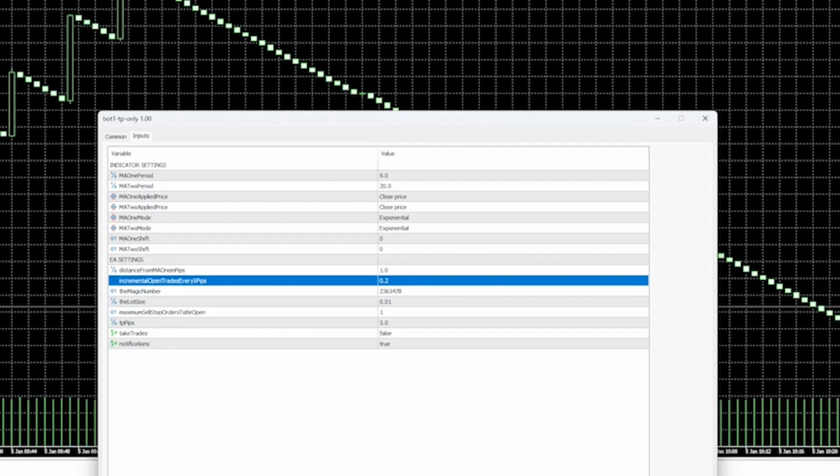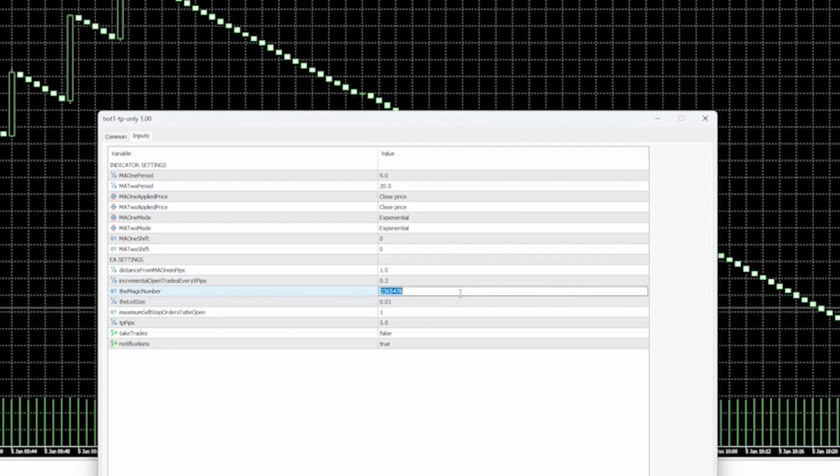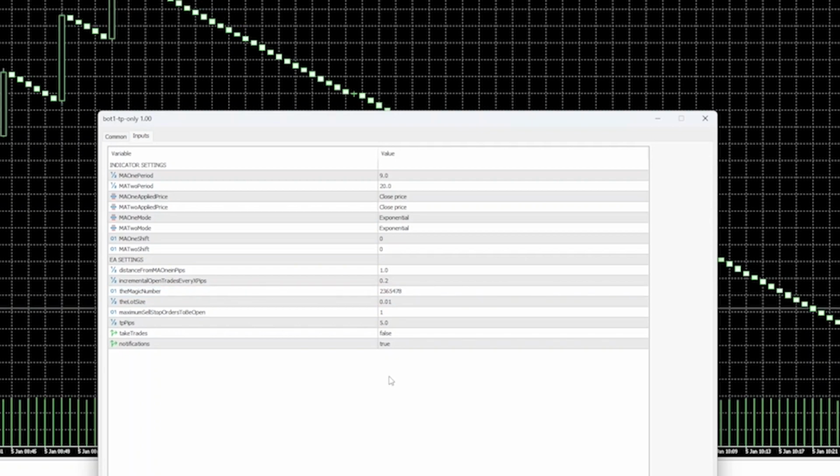The magic number is just a unique identifier for this specific bot. Make sure all the bots you have running do not share the same number. This can be a random number. Just make sure other bots that you're running on the same account don't have the same number. The lot size is the volume. Maximum orders is 1 by default. In this case I used 1, 2, 3, 4. So if you wanted to make 4 of them, you can just change that value.